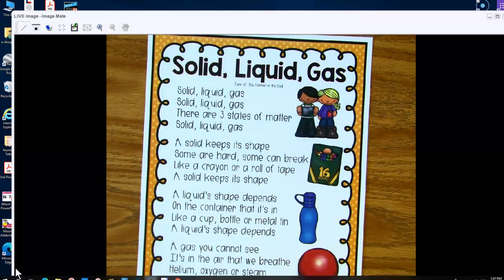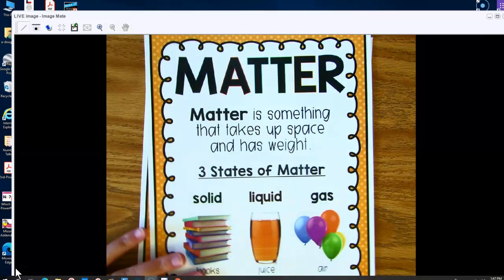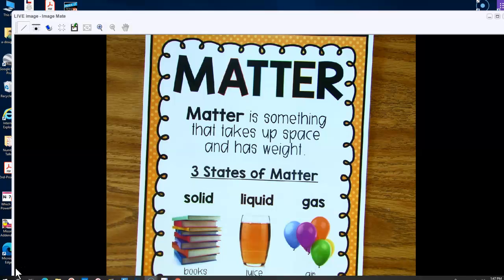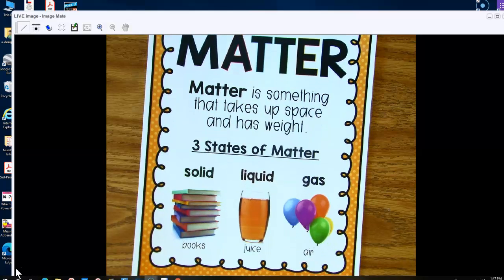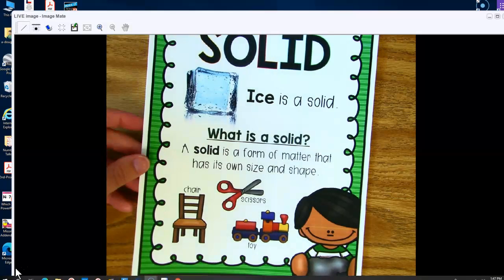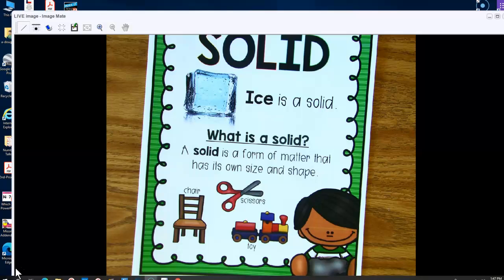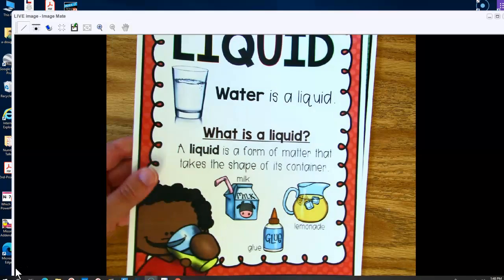So we should know by now that matter is something that takes up space and has weight. Weight means it has mass. And there are three kinds, or states, of matter: solid, liquid, and gas. A solid is like ice, and it's a form of matter that has its own size and shape, like a chair, scissors, and toys.